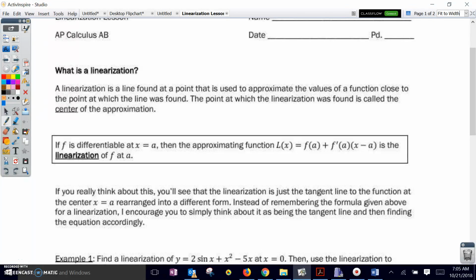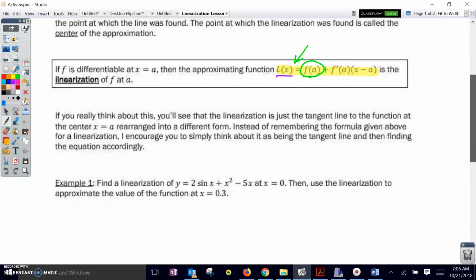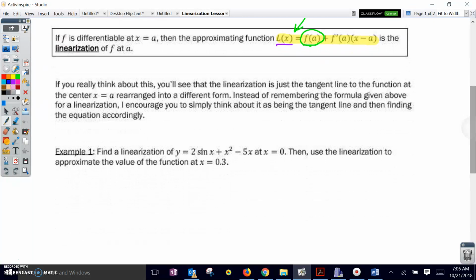We talk about what a linearization is, and you see this fancy formula here for what a linearization is. But if you really think about it, all this is the equation for a tangent line rearranged so that our y value is the only thing on the left-hand side, and that's the equation that we normally see for a linearization. All we've done is subtract or add the f of a that appears on this side when we write the equation of a tangent line. And so that's really all we're going to do here. When we find a linearization, we're finding the tangent line to the function at a point.